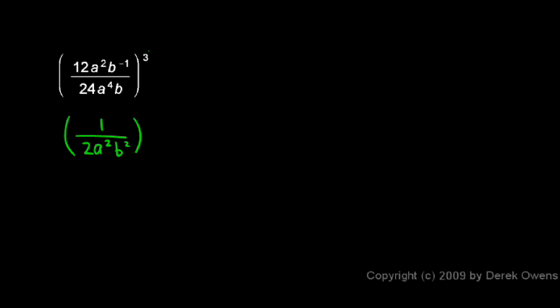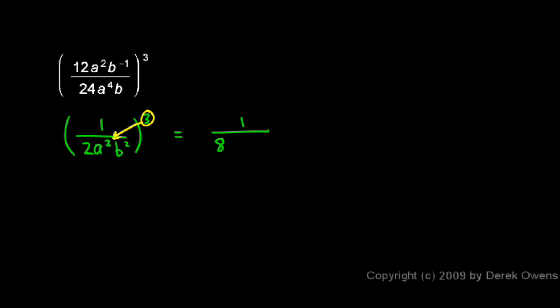Now don't forget that all of this is cubed. I still need to put my little cubed right there. So now I can take this cubed and apply it to everything in here. The 1 cubed is just 1. So this is still a 1 over, and then the cubed gets applied to the 2, so the 2 cubed is an 8 right there, 2 times 2 times 2.